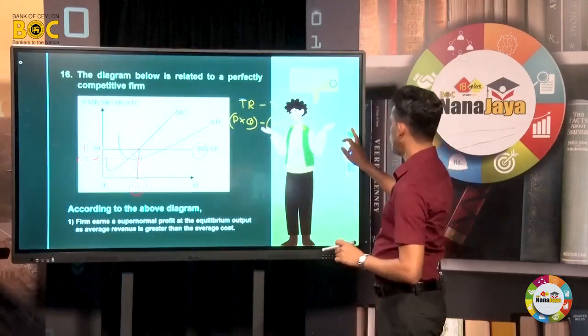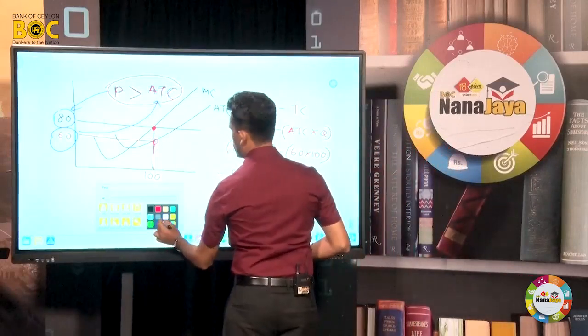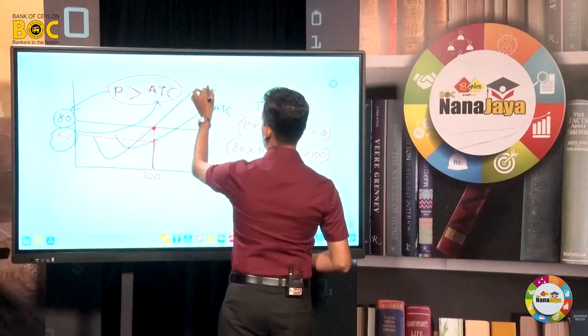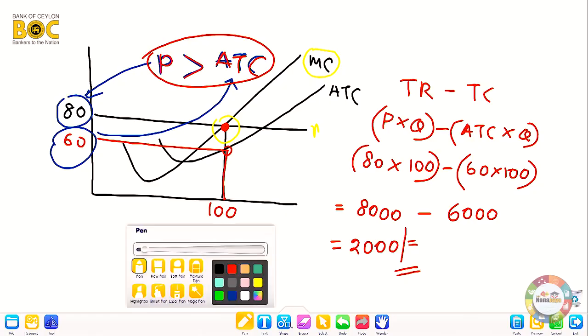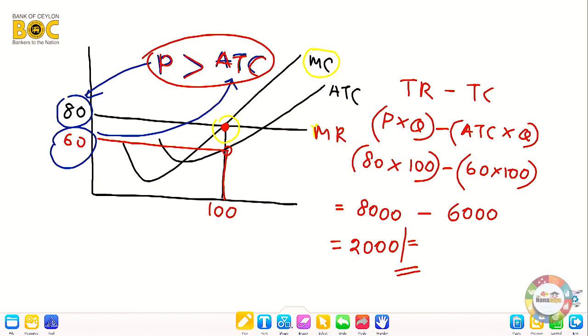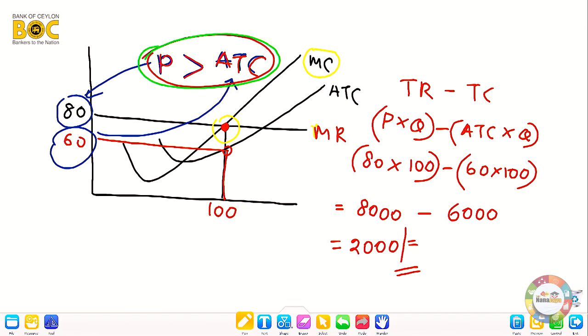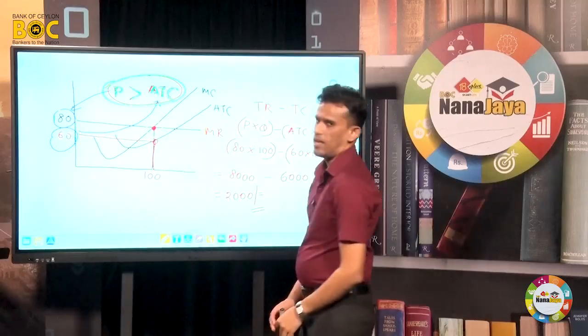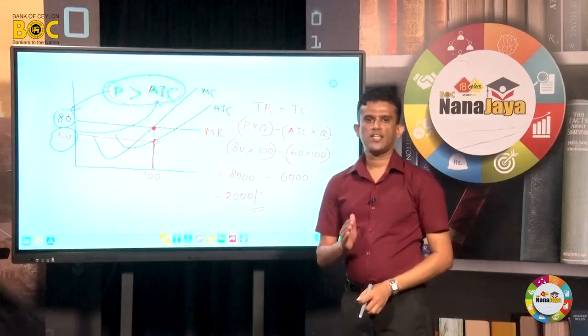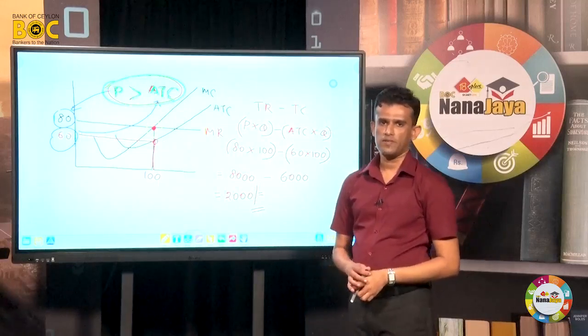Again, the equilibrium output is identified based on the MR equals MC condition. Only the equilibrium output, the quantity the firm should produce, is identified based on that. But at this output, whether the firm is at a profit or not should be identified by comparing the price and average total cost. At the equilibrium output, if price is greater than average total cost, then the firm will make a profit.